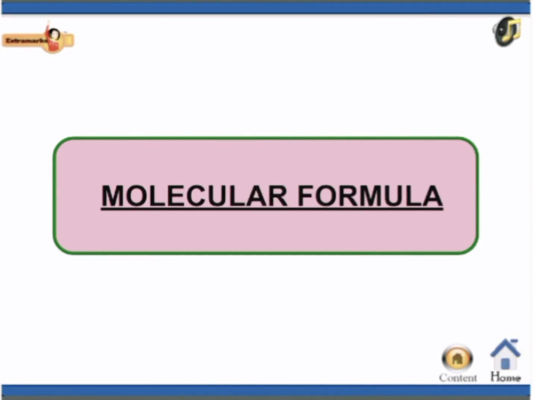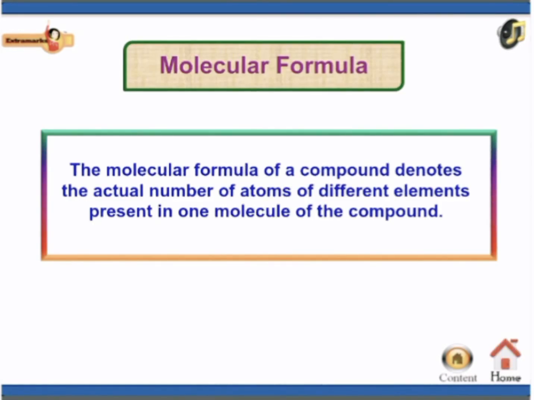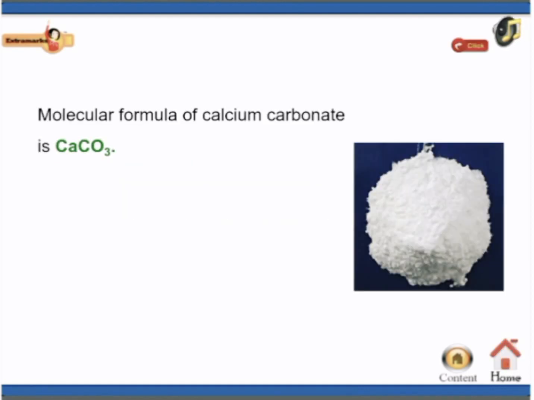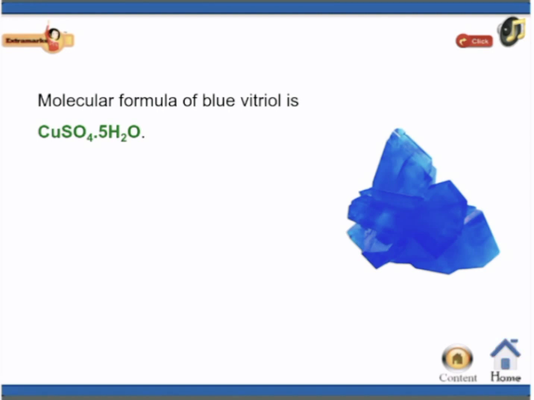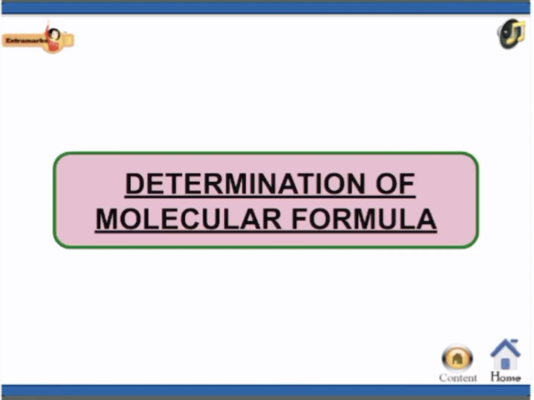Molecular formula. The molecular formula of a compound denotes the actual number of atoms of different elements present in one molecule of the compound. Consider the following example. The molecular formula of calcium carbonate is CaCO3. Consider another example. The molecular formula of blue vitriol is CuSO4. Determination of molecular formula.